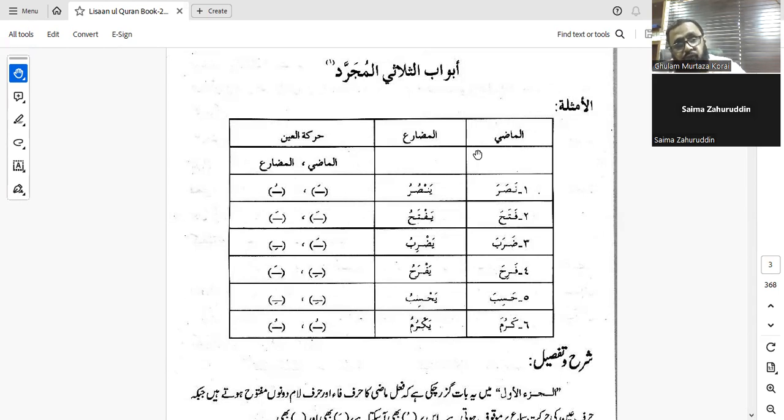So in total there are 14 sigas in Arabic. Any questions, sister?